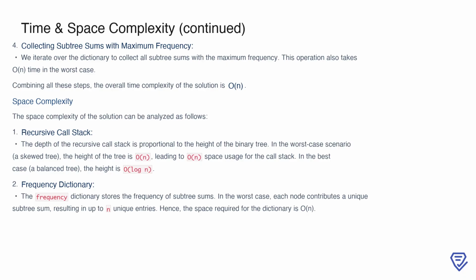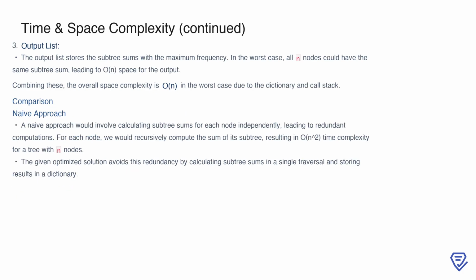Another major contributor to space complexity is the frequency dictionary. In the worst case, where each node has a unique subtree sum, the dictionary can grow to have n entries, requiring n space. Another factor in the space complexity is the output list, which stores the subtree sums with the maximum frequency. In the worst case, all n nodes may have the same subtree sum, resulting in an output list of size n. Combining all these factors, the overall space complexity of the solution is n, in the worst case, primarily due to the dictionary and the recursive call stack.